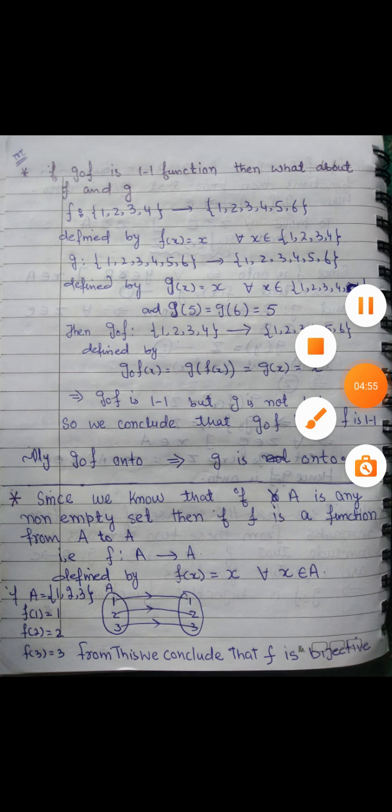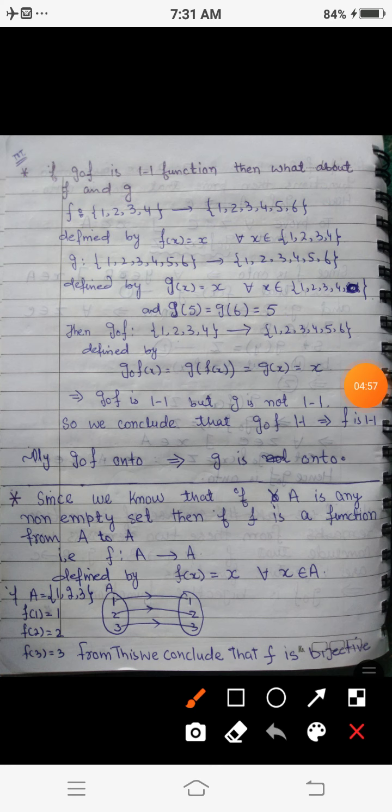Clearly this function is also not onto, because 6 is not the image of any element of the domain. This function is also not one-one, because we have two different elements of this domain, 5 and 6, which are mapped to a single element. That is why this function g is neither one-one nor onto, but f is one-one but not onto.